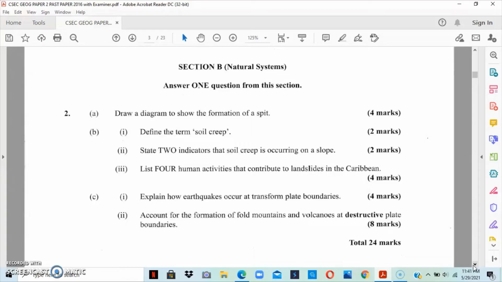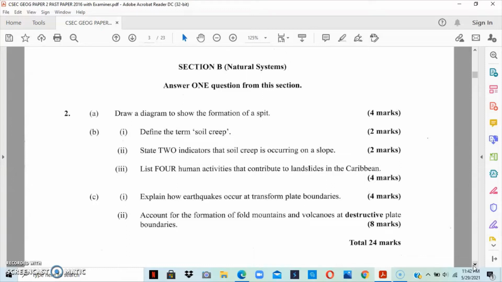Part 3 asks us to list 4 human activities that contribute to landslides in the Caribbean. Now, 4 human activities: mining, excavation, deforestation, the development of infrastructure on the slope, and to some extent farming. You can basically list any four. So let me go over them: mining, excavation, deforestation, development of infrastructure on slopes, and farming. These are just a few of the human activities that contribute to landslides in the Caribbean.